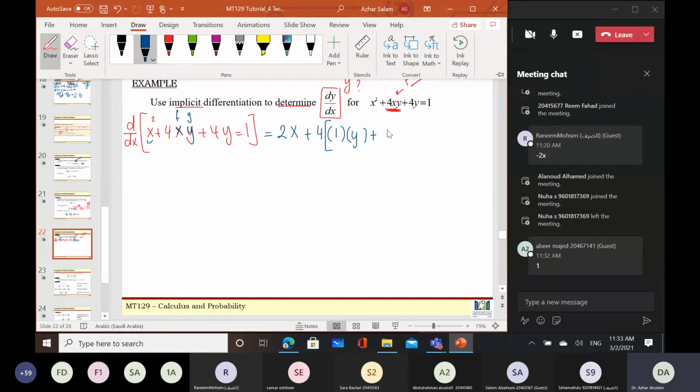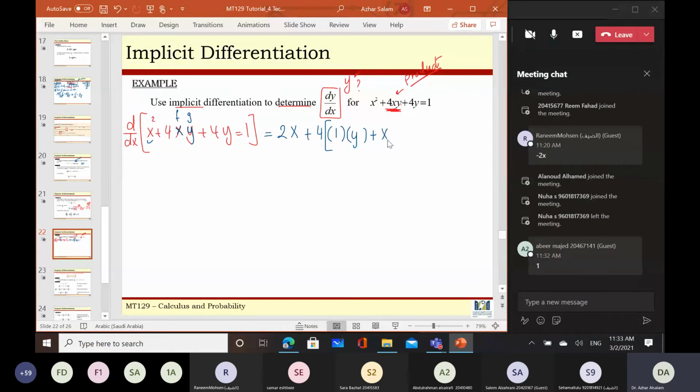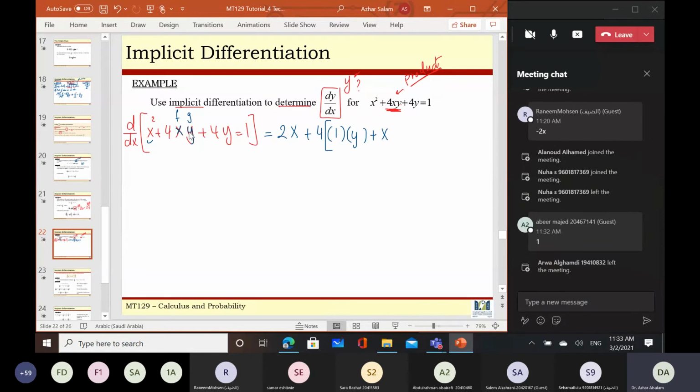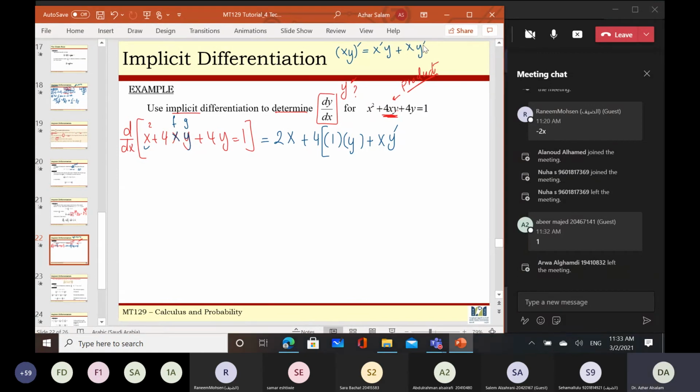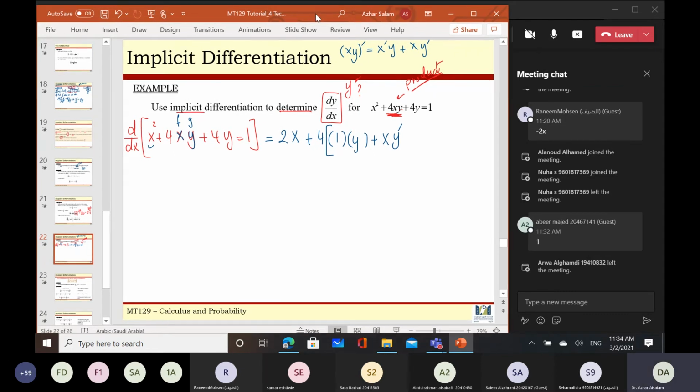Then plus the first function, which is x, multiplied by g dash, which is y. The derivative of y is actually 1, then multiplied by y dash. Okay, let me write it here more clearly. The derivative of x multiplied by y, all dash, will be x dash multiplied by y plus x multiplied by y dash.